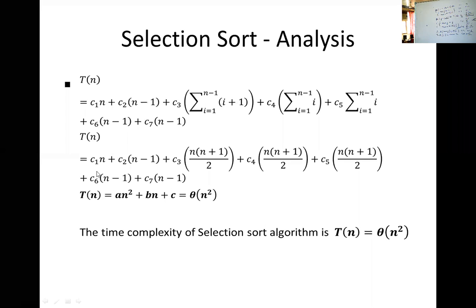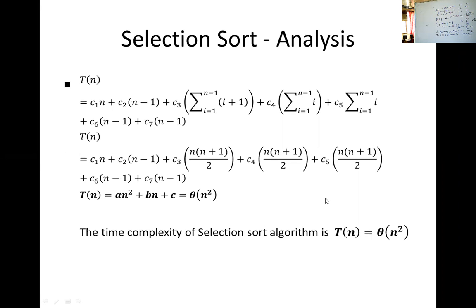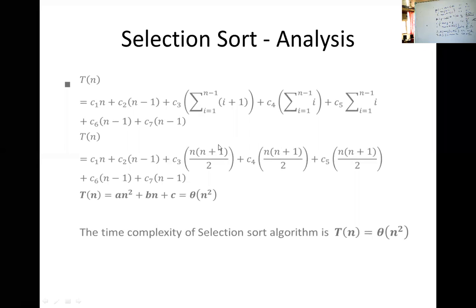Okay. So I again repeat: C1 into n plus C2 into n minus 1 plus C3 n into n plus 1 by 2 plus C4 n into n plus 1 by 2 plus C5 n into n plus 1 by 2. So it is going to give me the highest power of n as n square. So we will consider the highest power of n as n square. That is T of n is equal to theta of n square. Nothing else is to be taken. You can skip this part also. If you find it tough, you can skip this part. There is no problem.